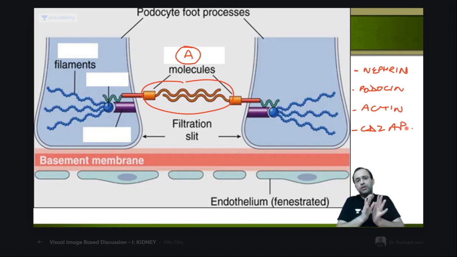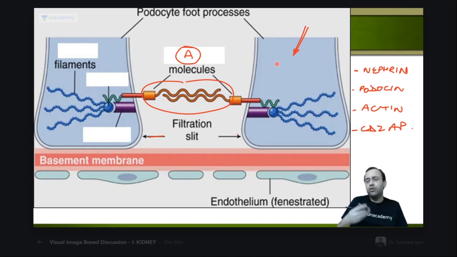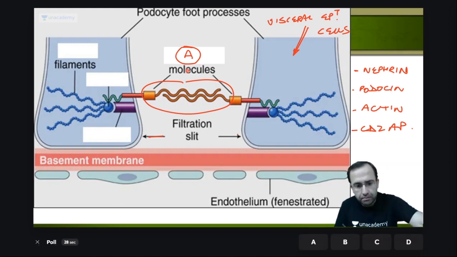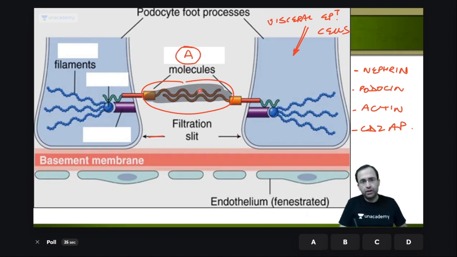This is the electron microscopic structure of the kidney itself, showing you fenestrated endothelium. Endothelium has gaps, with the presence of filtration slit. These blue cells are the foot processes, they are the podocytes. Podocytes are the visceral epithelial cells. I'm just starting the poll. Answer. The structure marked as A: nephrin, podocin, actin, CD2 associated protein. Again, an important image.